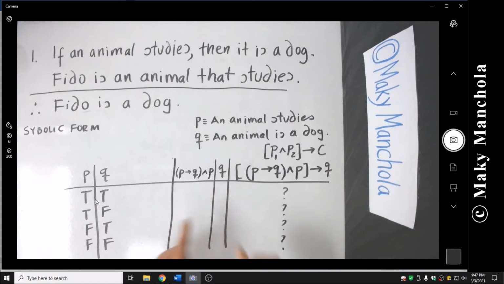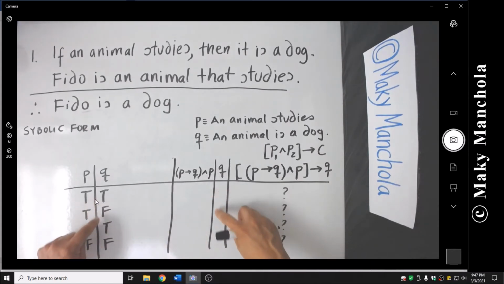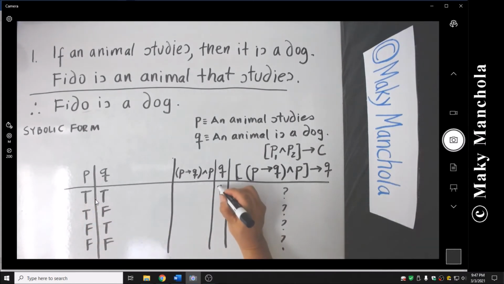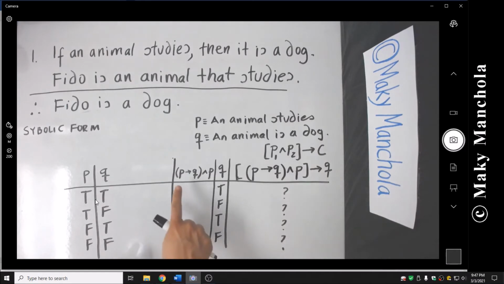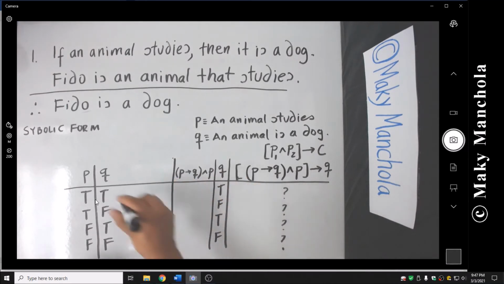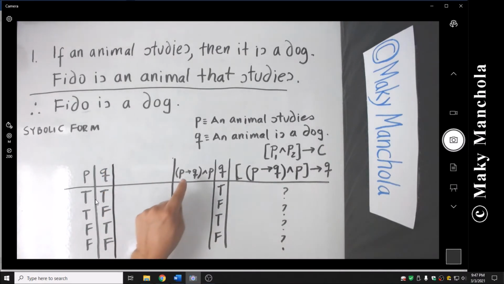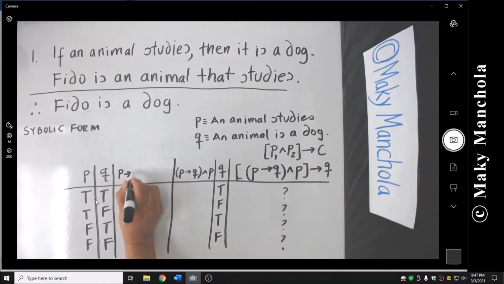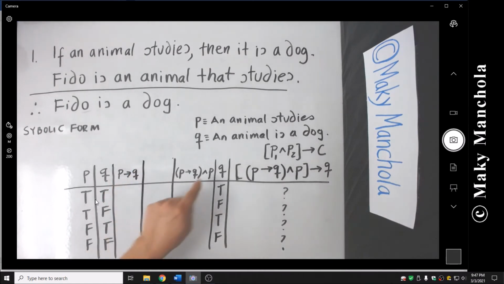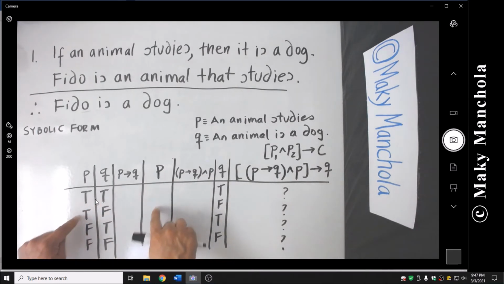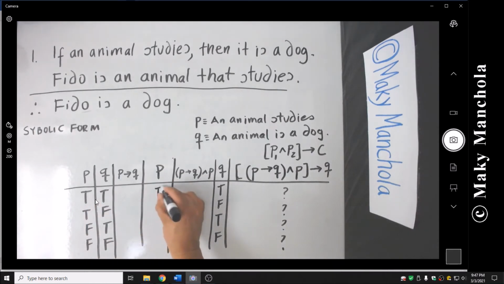Okay, Q we already know: true, false, true, false. We need to find out what P implies Q and P is. So for that, we need the truth values of P implies Q and also P. Now P we already have: true, true, false, false. So we write them in.